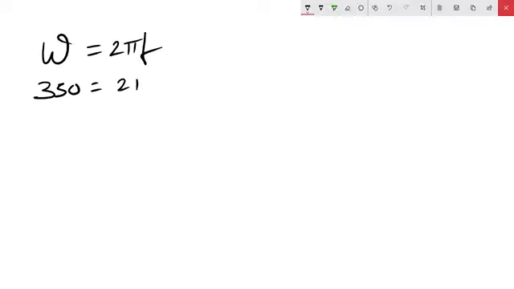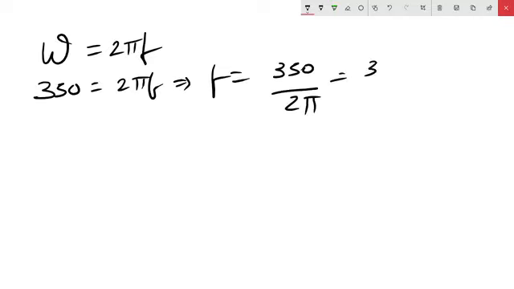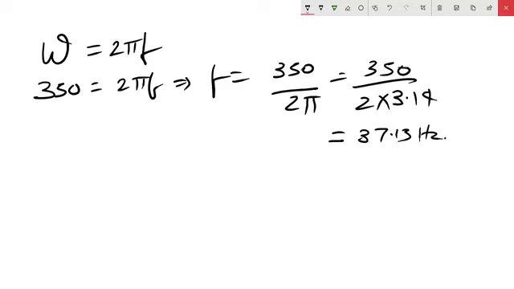So angular velocity is nothing but a omega value. So omega is equal to 2 pi f. As we can see, already omega value is given. So 350 is equal to 2 pi f. And now f is equal to 350 by 2 pi, 350 by 2 into 3.14. If you solve these all things, you will get nearly 37.15 Hertz. So this will be answer.